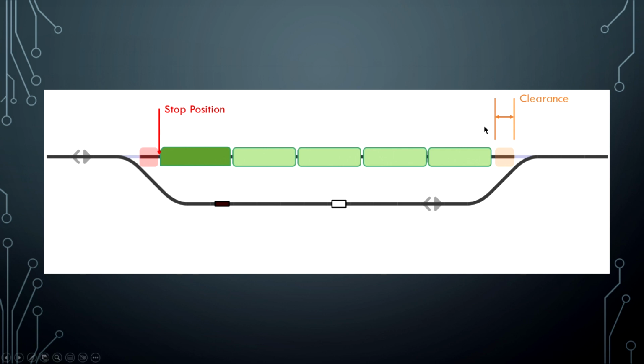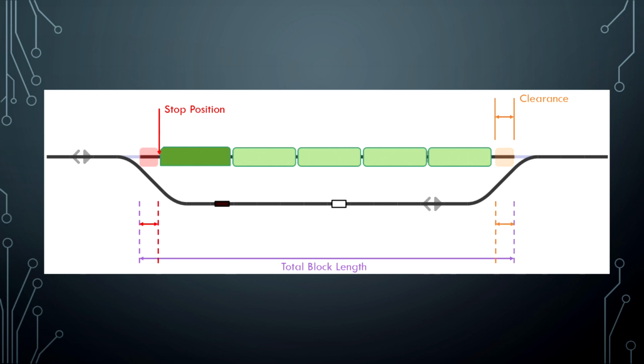Usable block length equals the total length of the block minus the sum of the stop position measured from the end of the block plus the clearance position measured from the beginning of the block, which gives us the usable block length.